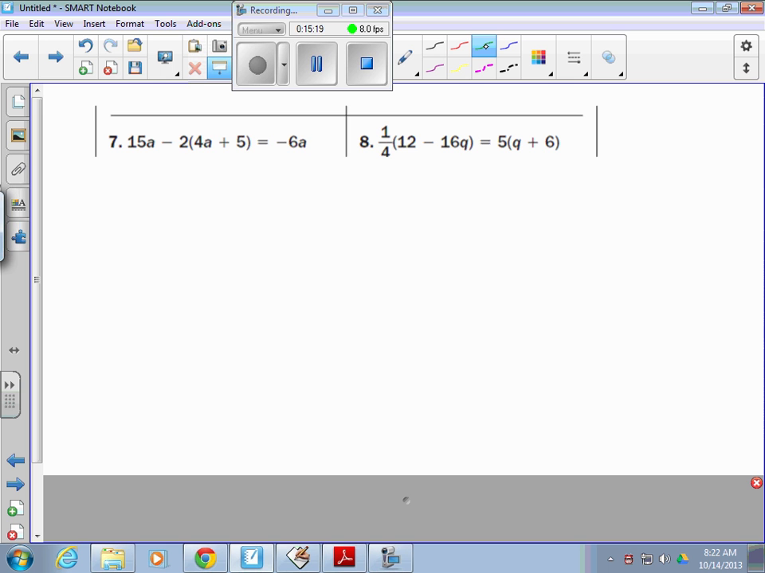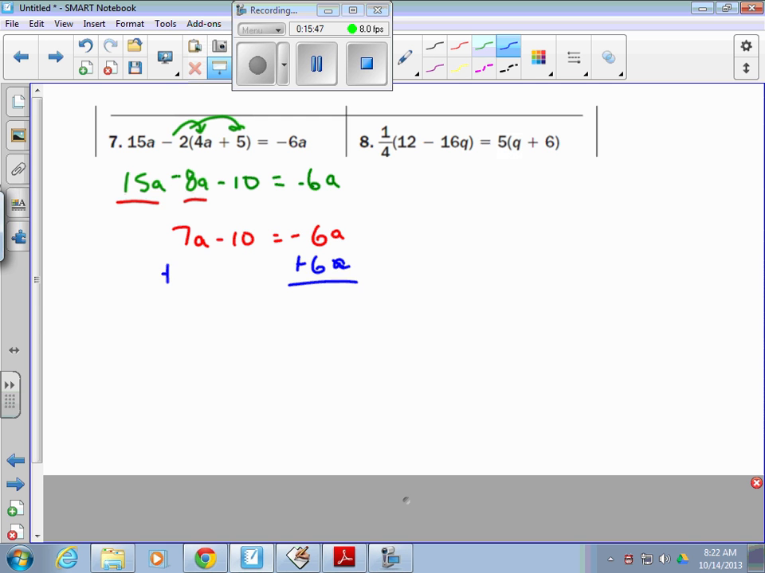Number 7 says 15a minus 2 times 4a plus 5 equals negative 6a. You have to distribute. Negative 2 times 4a is negative 8a. Negative 2 times 5 is minus 10. Bring down your 15a equals negative 6a. Combine your like terms, 15a and negative 8a, and you get 7a minus 10 equals negative 6a. Get rid of minus 6a by adding 6a to both sides. Do the same here. And you have 13a minus 10 equals 0.